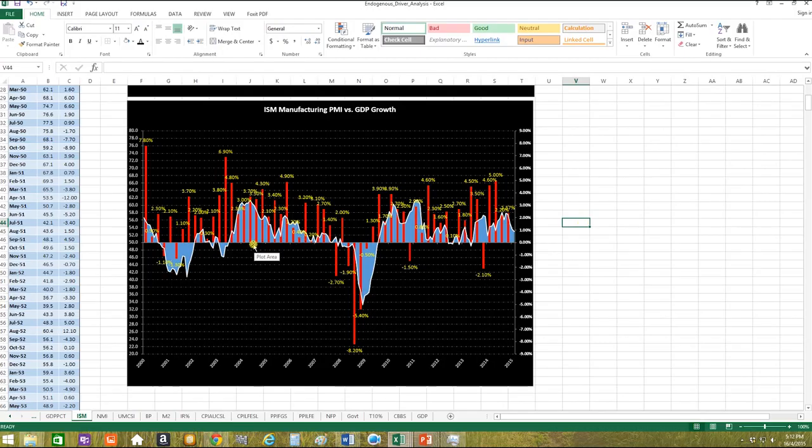So it's pretty obvious that when the ISM readings come out and they're very low, then this is a warning sign that GDP growth is going to slow down in 12 to 18 months time with an 85% certainty, because the data tells us that the ISM is correct 85% of the time in predicting GDP growth with a 12 to 18 month time lag.